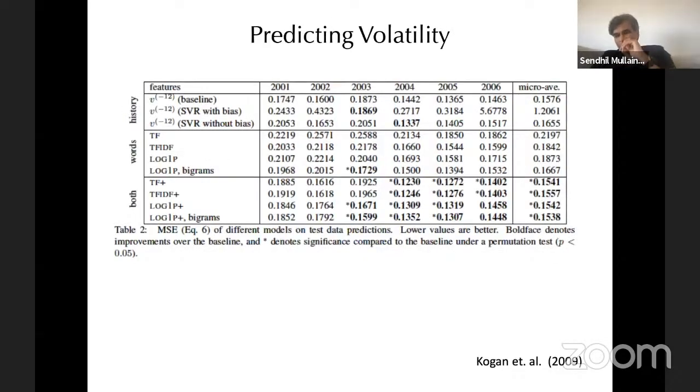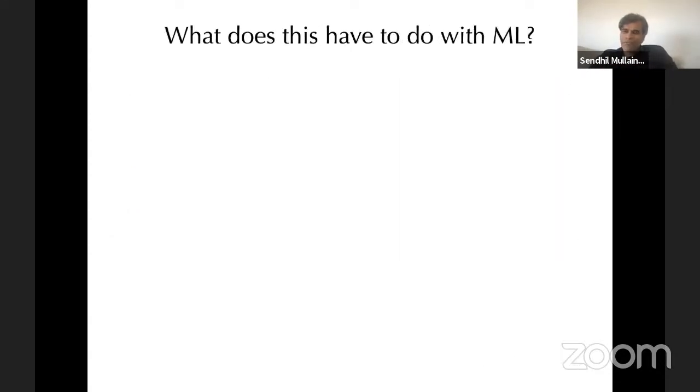And here's a really nice paper I like that used the language in the 10K forms and basically showed that language is incredibly useful. That's just using history, and here it's using history and language, incredibly useful for predicting future volatility of stocks. So it's just a smattering, and you'll see more new data stuff throughout. But what does the new data have to do with ML?